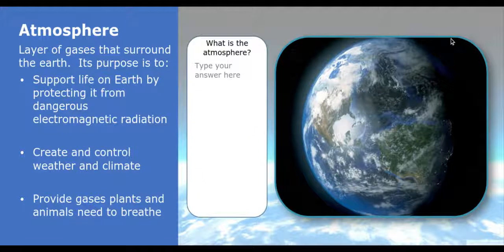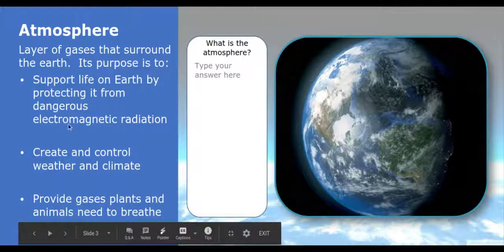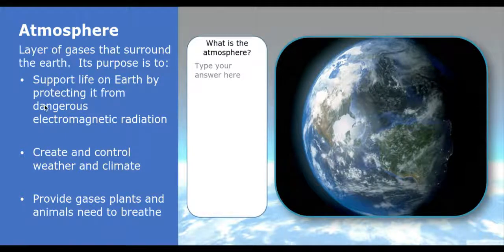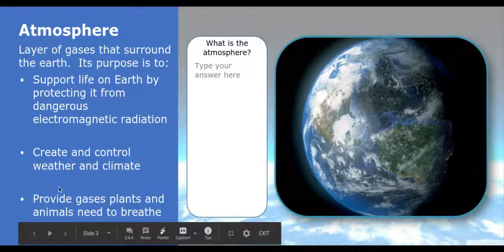Okay, now on to our next page. So we know that the atmosphere is a thin layer of gases that surround the Earth. The purpose of our atmosphere is to support life on Earth by protecting it from dangerous electromagnetic radiation, or the sun's rays. We talked a lot about this one last week. The electromagnetic radiation is the rays from the sun. The second thing is to create and control weather and climate. And our third thing is to provide gases to plants and animals that they need to breathe.